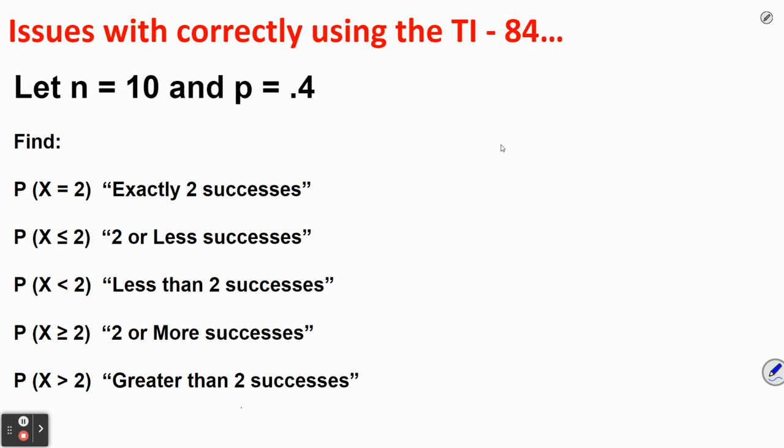So first, exactly 2 successes implies this. You need to know that means binomial PDF, not CDF, PDF. And then you can say 10, 0.4, and exactly 2. Or this being an inequality, binomial, this goes exactly to CDF. This is what the CDF is built for, 10, 0.4, and 2.